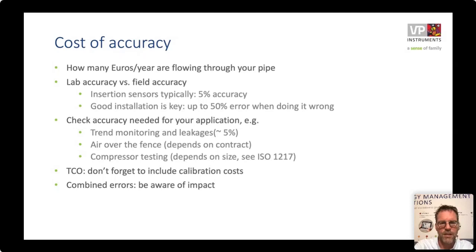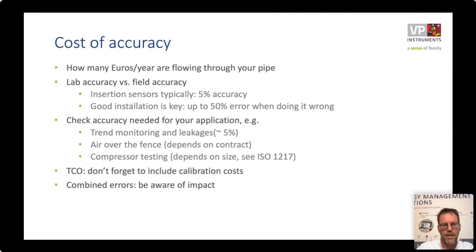But the accuracy should also match your application. So if you just want to trend leakages, you can say, well, just install a simple flow meter and compare the situation as it is now with the situation after repair, and take that as a baseline. Then the absolute accuracy is not really important. For compressor testing or air over the fence, of course, you need higher accuracy. And for compressor testing, you could look at ISO 1217, which specifies the accuracy in relation to the power rating of the machine.